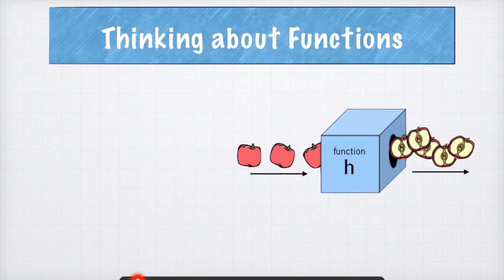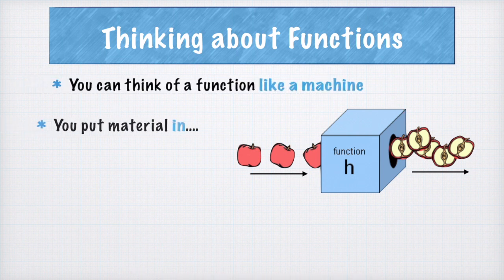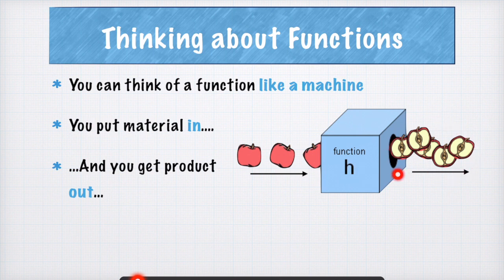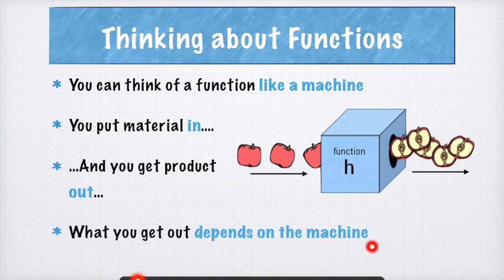And we're going to go and think about functions again. And here we have our little function machine example. And you can think of functions like a machine. You put a material in, like these apples, it goes into this magical box and it goes through this relationship and you get a product out like these apple slices. What you get out depends on the machine. So this function, h, and functions will have names like f and g and h and whatever we're going to call them. This function h takes our raw apples and spits out apple slices.